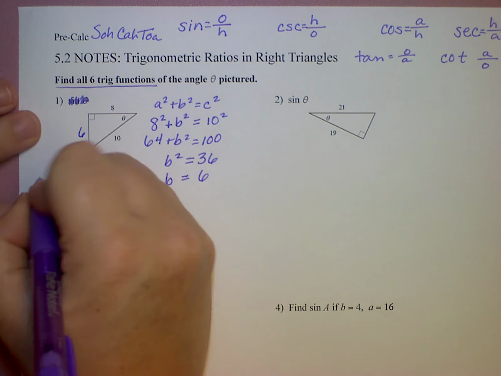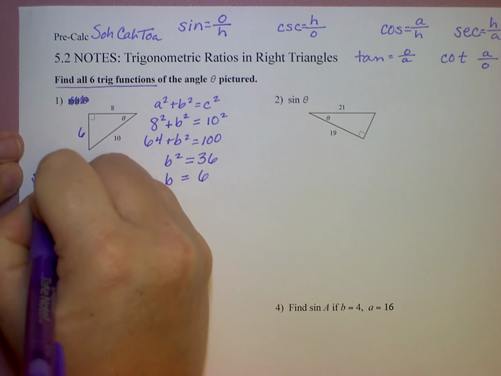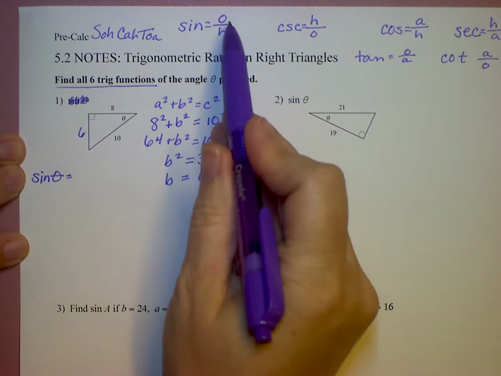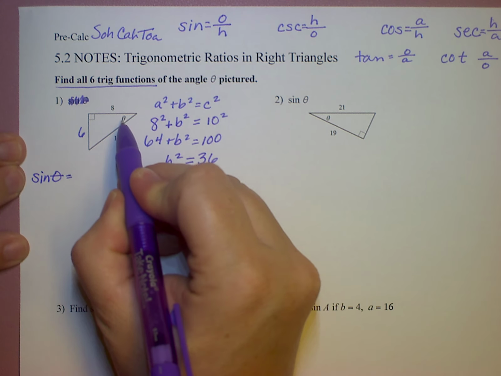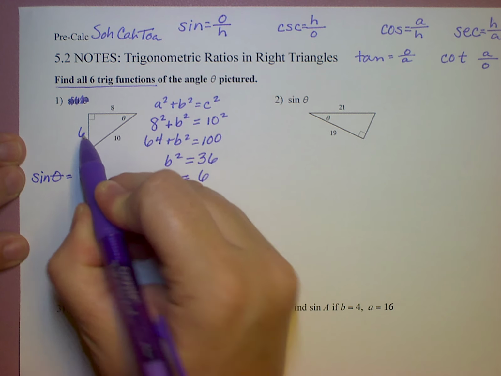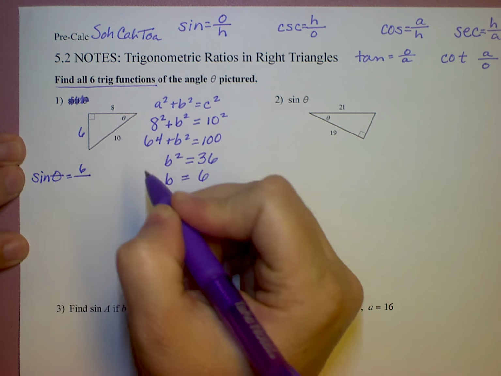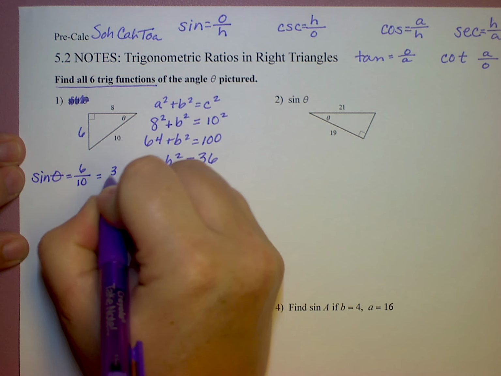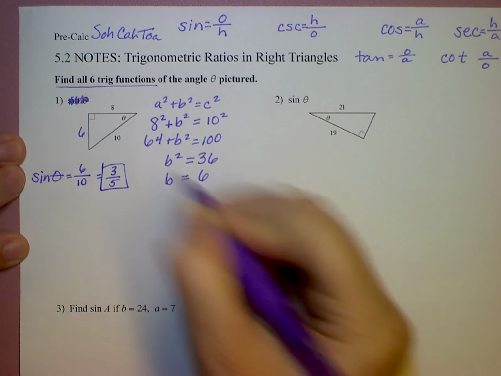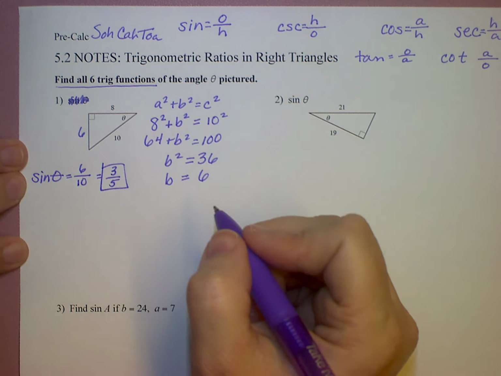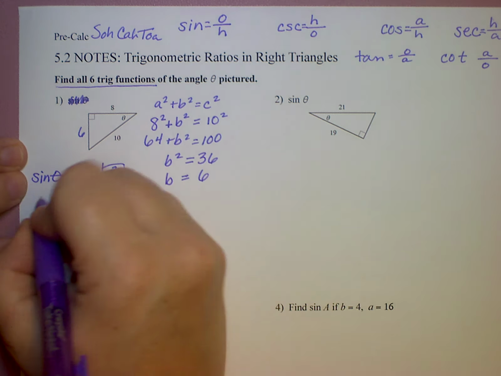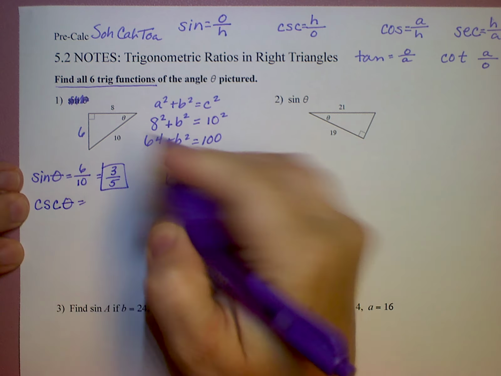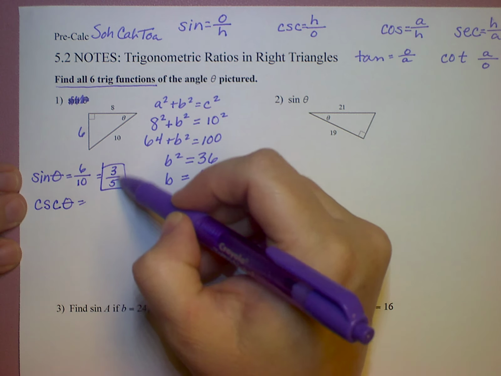Okay. So now, sine of theta is equal to opposite over hypotenuse, right? If this is theta, what's opposite? 6 over hypotenuse, which is 10. That can be reduced. So that would be my sine value. Okay? The reciprocal of sine is cosecant. Now, should I flip the 10 over the 6 or the 5 over the 3? Which one should I do?